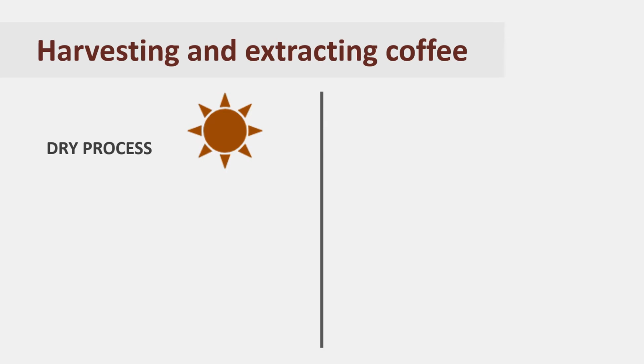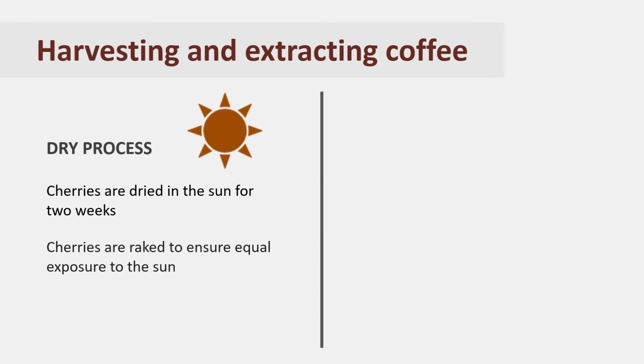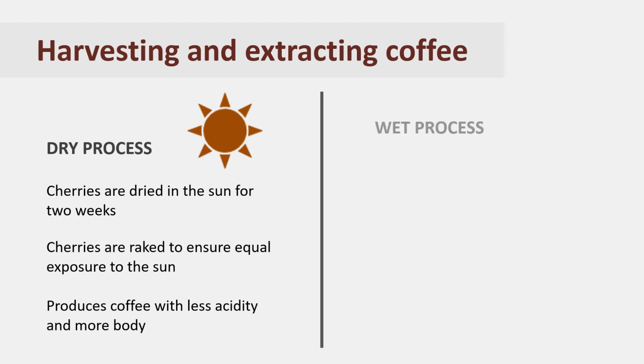If using the dry process, cherries are dried in the sun for approximately 2 weeks to cause the cherry skin and pulp around the coffee bean to dry, making them easy to remove. During this process, the cherries are raked to ensure equal exposure to the sun and to avoid mildew. Dry processing produces coffee with less acidity and more body. It is only done in growing regions with a naturally hot and dry climate.